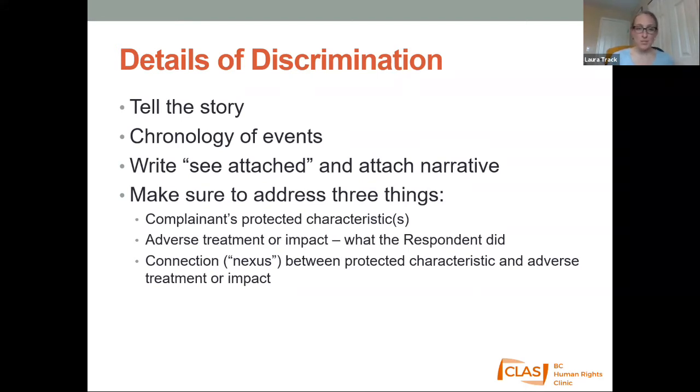And again, be sure to emphasize three things: your protected characteristic that was targeted by the respondent, whether that was your sexual orientation or your religion or your race or color, the nature of the treatment and how it harmed you, and then how your protected characteristic was connected to that negative treatment that you experienced.